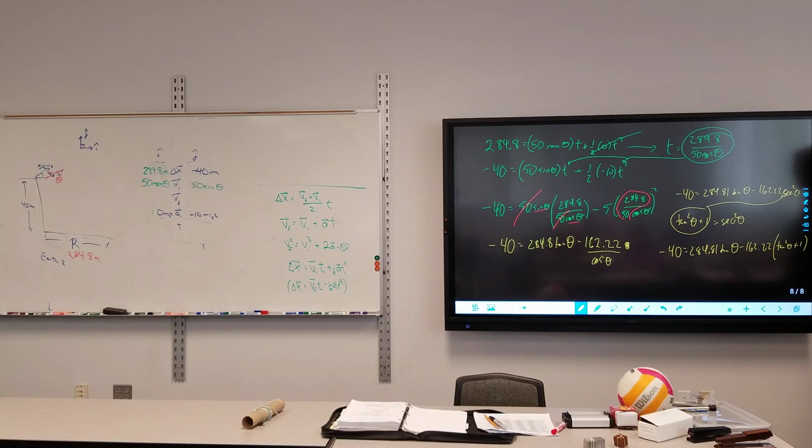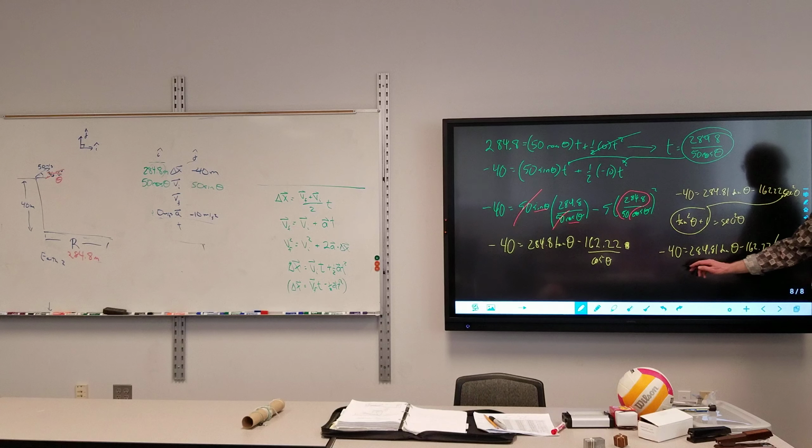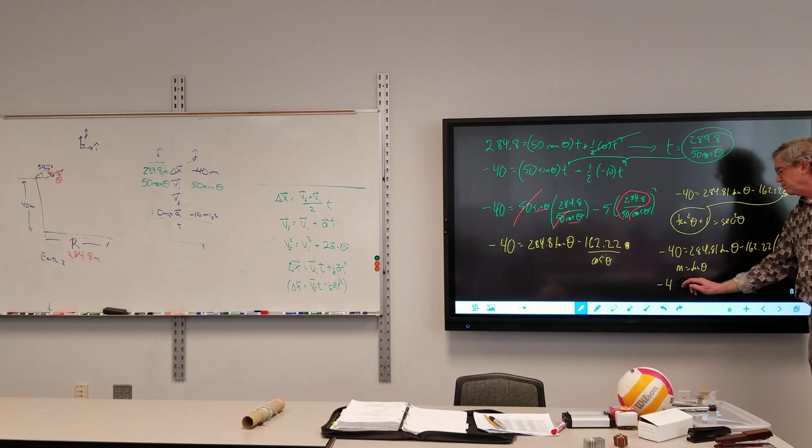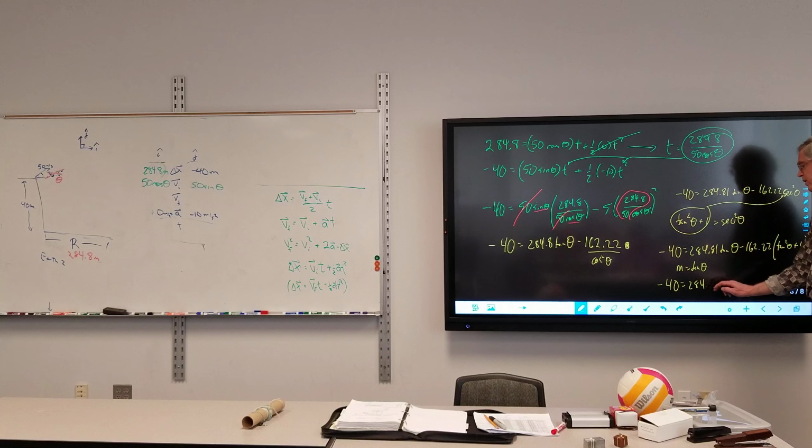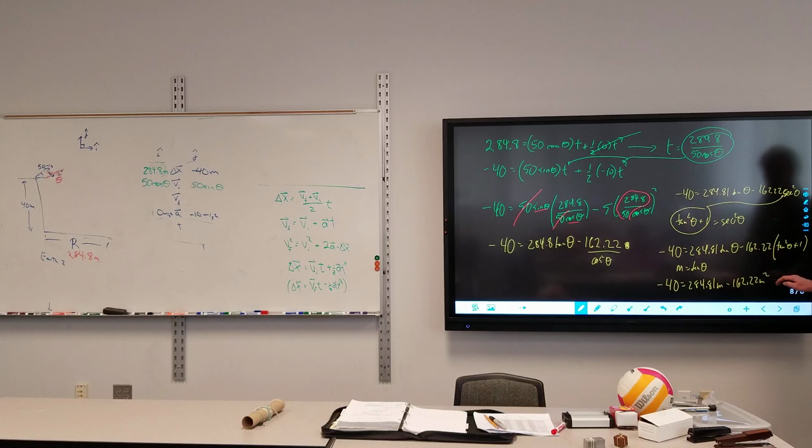I don't feel like writing tan theta anymore, so I'm going to make a substitution. I do this in a number of my videos, especially with sine and cosine. The more I write, the more chances I have of making an error. So I'm just going to let m equal tangent of theta. And I'm left with negative 40 equals 284.8 m minus 162.22 m squared minus 162.22. It is a quadratic equation. Time for a little quadratic formula.